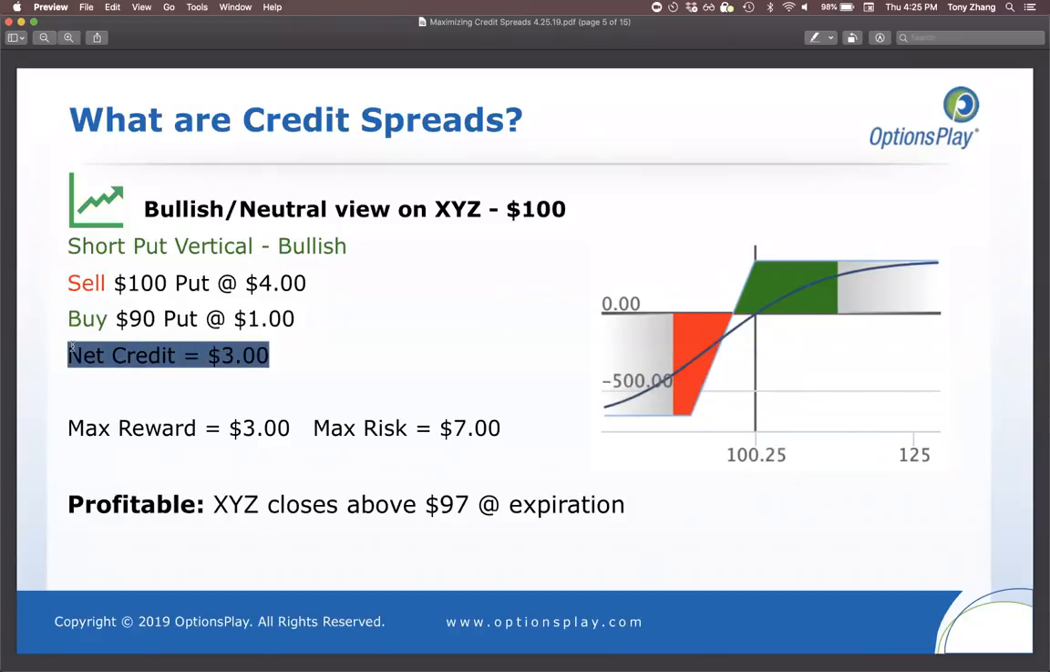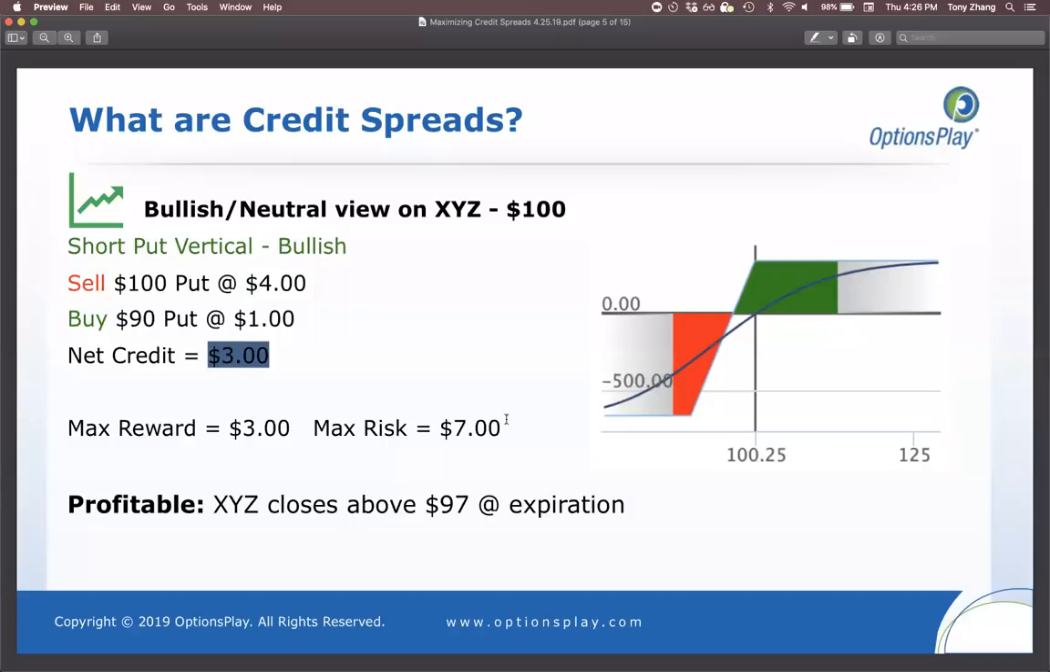So my net credit here is $3, because I'm collecting $4 by selling that $100 put. That's the bullish to neutral view that I'm expressing in stock XYZ. But because I don't want to have unlimited risk, I'm going to buy that $90 put for $1 and cap my risk. My net credit is $3, and that means my max reward on that trade is $3. Just like when you sell a put, the credit that you receive is your max reward. When you're selling a credit spread, your max reward is also the income that you receive.